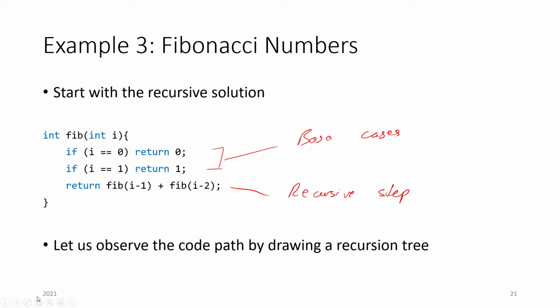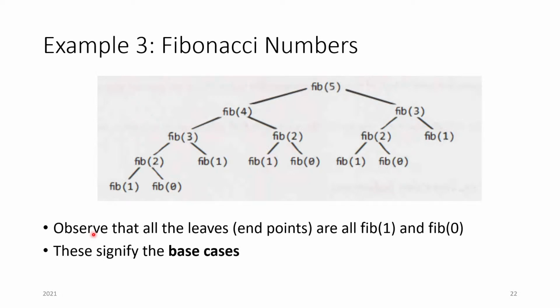So for Fibonacci here, we have the code, but actually let's observe this by drawing what we refer to as a recursion tree to visually observe what actually happens when we do this Fibonacci sequence. So if we started with i equals 5, let's just write this here.